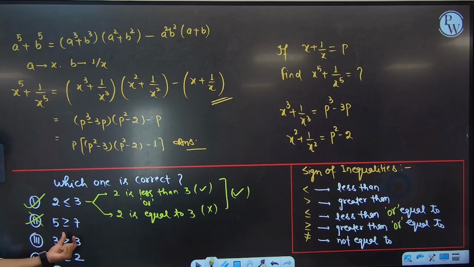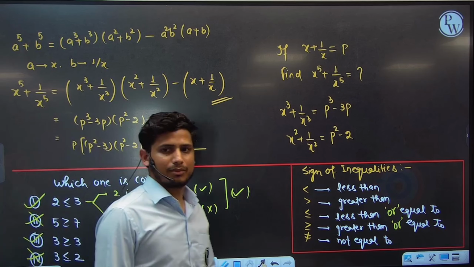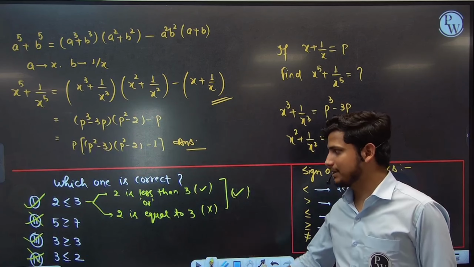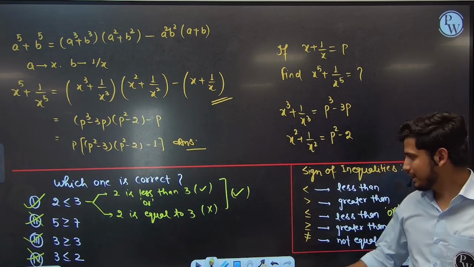Here 3 is greater than 3. No sir. 3 is equal to 3. Yes sir. Now it is correct. Here 3 is less than 2. No. 3 is equal to 2. No sir. Okay. So this is the correct way of reading this part.